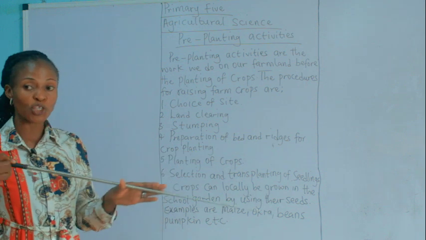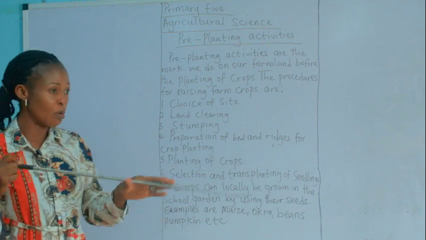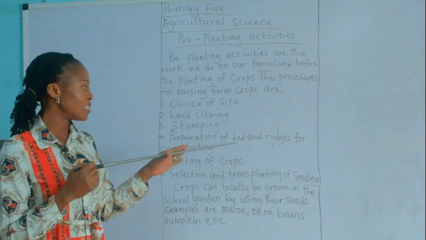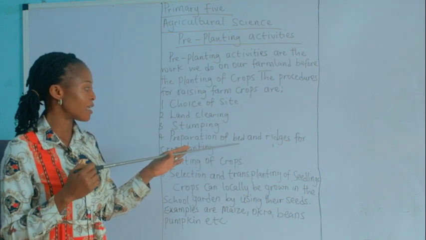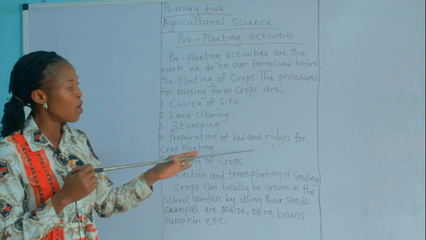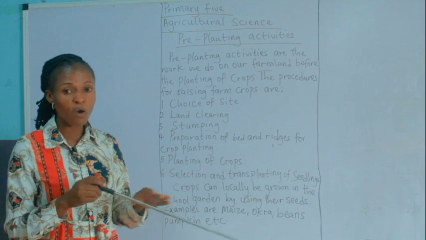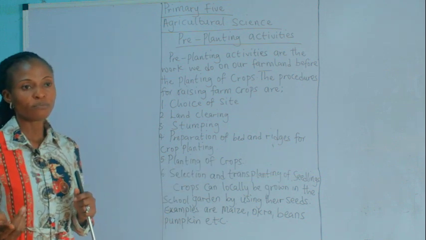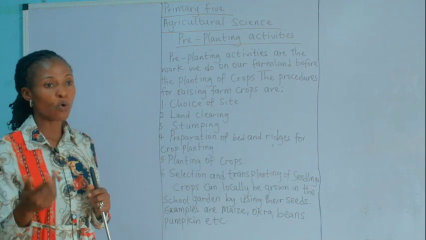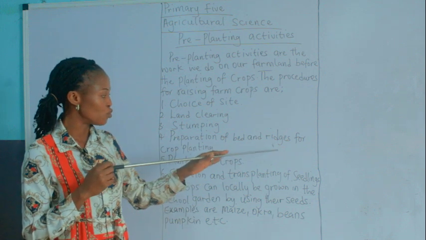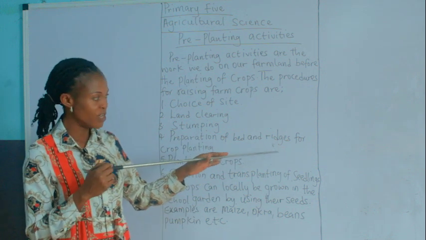There are crops we plant on ridges and there are crops we plant on beds. Crops like vegetables, tomatoes, beans can be planted on beds, while root crops like cassava, yam, cocoyam, and potatoes can be planted on ridges.